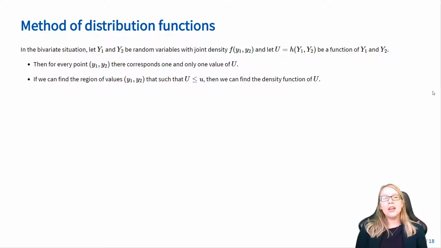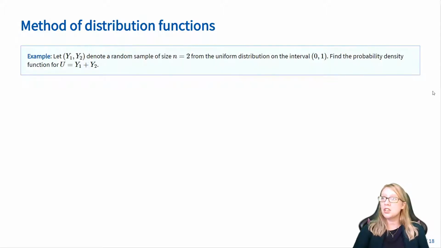Now, in the bivariate situation, we can still apply this. It just becomes a little bit trickier to work with. So y1 and y2 are random variables with a joint density function. u is then a function of y1 and y2. So for every point y1 and y2, there's only one corresponding value of u. So we just have to find the region of values where u is less than or equal to little u.